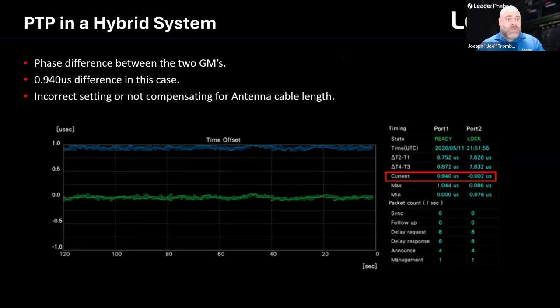So here's a real-world example of a mismatch. The two grandmasters differ by 0.940 microseconds. This is due to a phase difference. In this case, it was a lack of antenna cable compensation. So a sub-microsecond number can look harmless until you remember it's large relative to a tightly engineered reference environment. It's important not to just verify lock state, but also to verify phase alignment, cable compensation, and trend the offset over time.